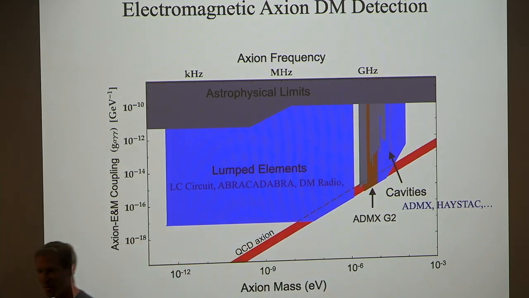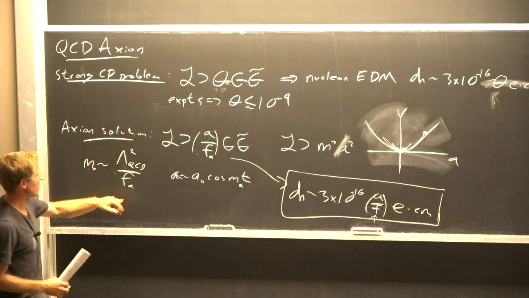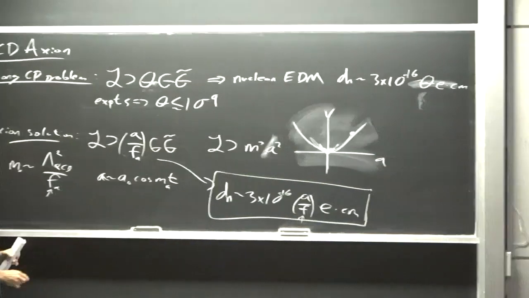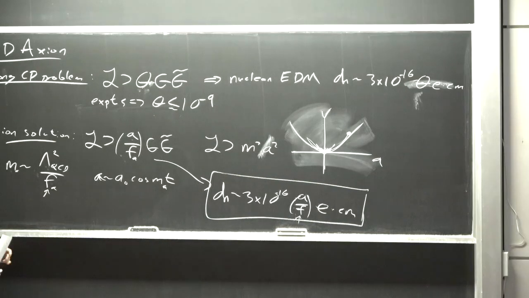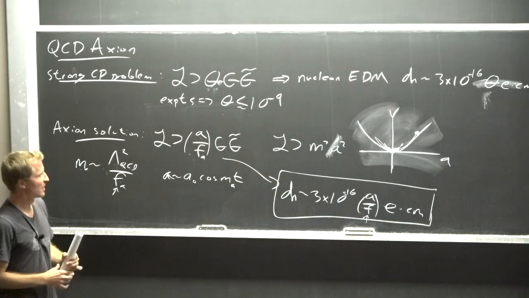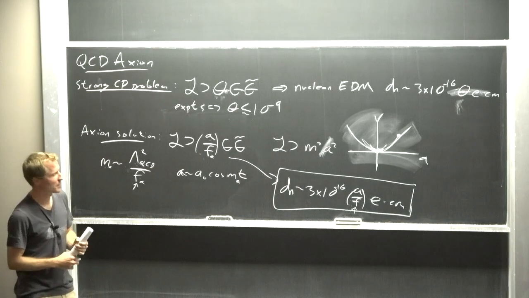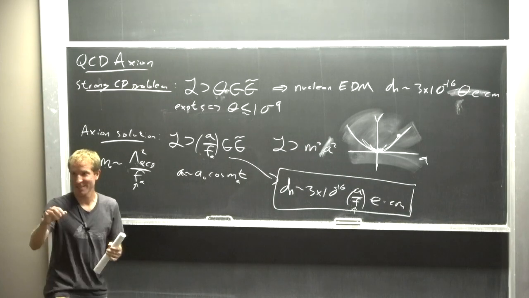Is there a theoretical lower bound on the QCD axion mass? Yes and no. A sort of soft lower bound is that we're not entirely sure what it would mean to take f above the Planck scale, and so that would set a lower bound on the mass. Although you could maybe get around that as well. Yeah, good question.